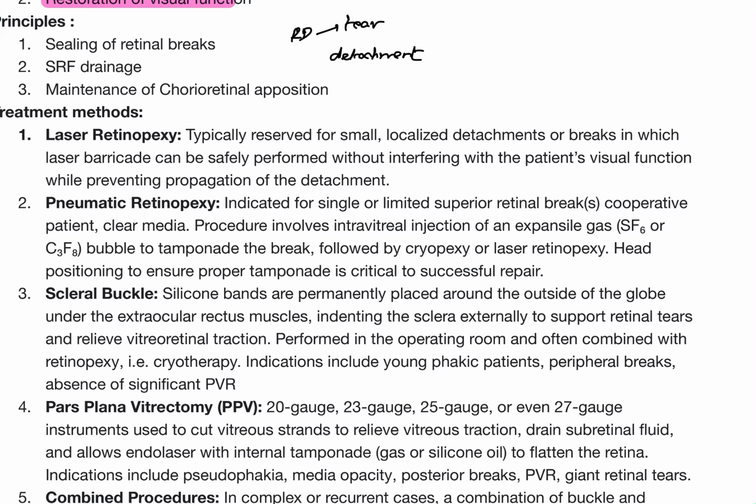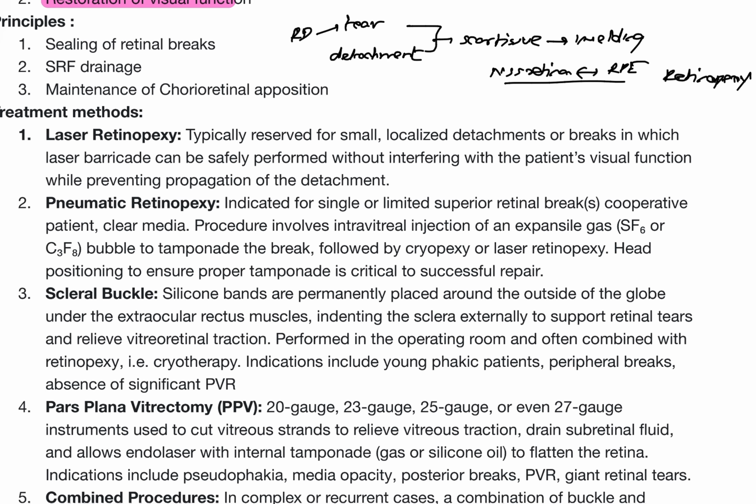What you do in retinopexy is create scar tissue using laser or some mechanical force. This scar tissue acts as welding that will lead to attachment of your neurosensory retina to the retinal pigment epithelium. That is retinopexy. You can write this as the definition of retinopexy. The tears and detachments will be scarred, leading to welding of your neurosensory retina to your retinal pigment epithelium.